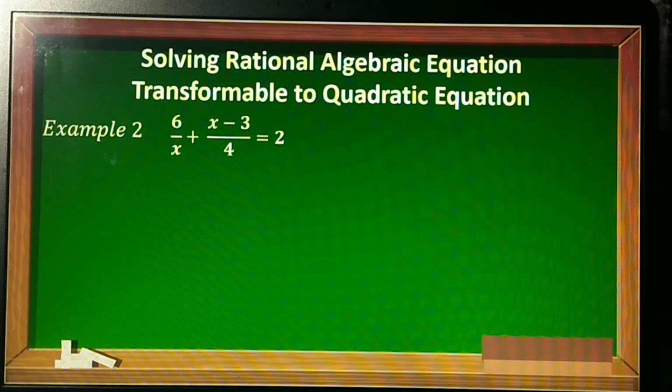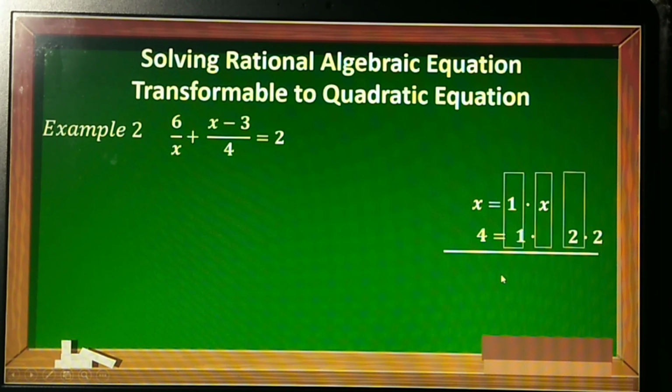We have 6 over x plus x minus 3 over 4 is equals to 0. So, again, hahanapin natin, magpo-focus lang ulit tayo dito sa denominator. Hahanapin natin ang LCD. So, ililist down natin uli yung prime factors ng x at saka 4. So, x is equals to 1 times x. Ang 4 ay 1 times 2 times 2. So, again, pinagtapat-tapat lang natin yung mga magkakatulad ang factors. Tapos, pinaghiwa-hiwalay lang natin yung mga walang katulad na factors. So, dito, 1, x, 2, 2.